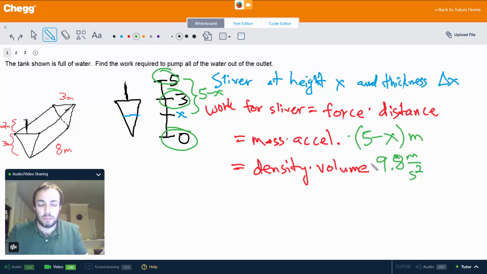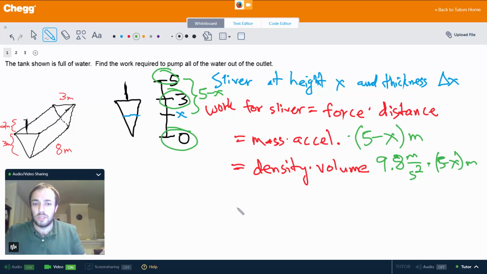So I did just want to point that out for the physics buffs who are looking at that thinking, hey, negative direction should be negative. But yes, it is technically, but it's going to cancel with something else soon anyway. So moving on from that. So this is our acceleration, and we still have our distance, 5 minus x meters.